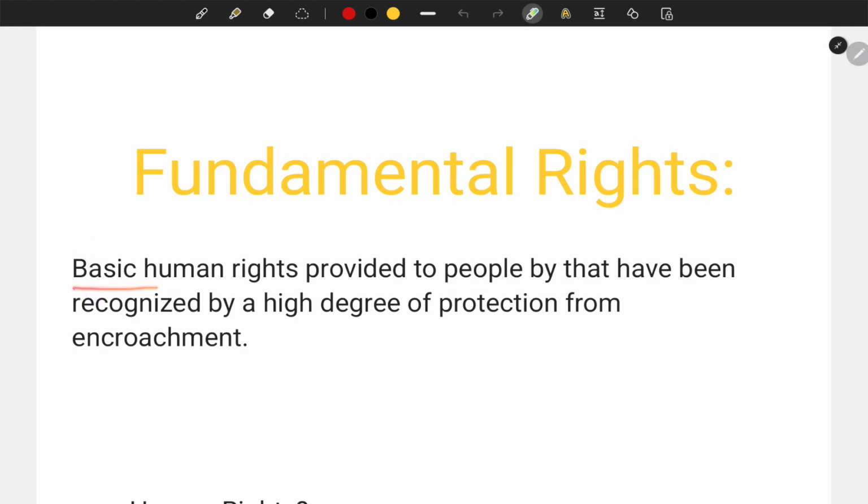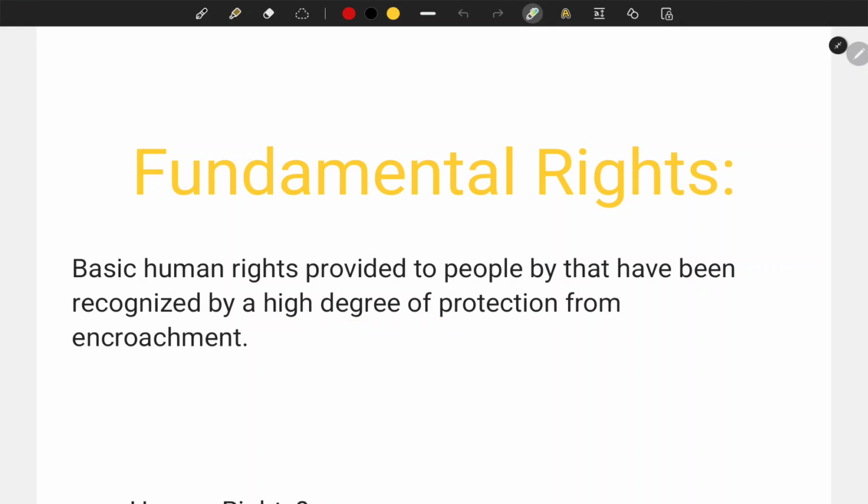So these are the basic human rights provided to people that have been recognized by a high degree of protection from encroachment. Okay, so this is a very vague definition. Let me break it down for you. These are basic human rights, the rights that are essential for a human being for their survival. Just for their survival, and in the Indian context also well-being. If you break it down to the bare bones, they are the basic human rights essential for survival, provided to the people, whether the people of the world or the people of the state, that have been recognized by a high degree of protection from.